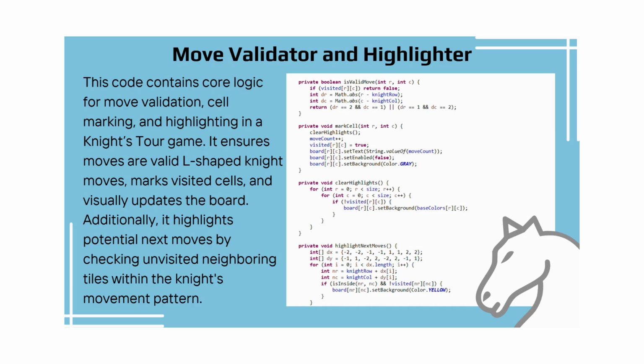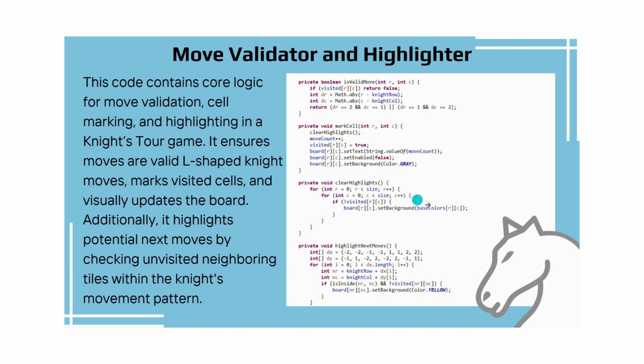Next, we have the set background, which changes the background color of the cell into gray, which shows it's visited. So basically, each cell is a bit lighter. So when you visit a cell, it turns dark gray.